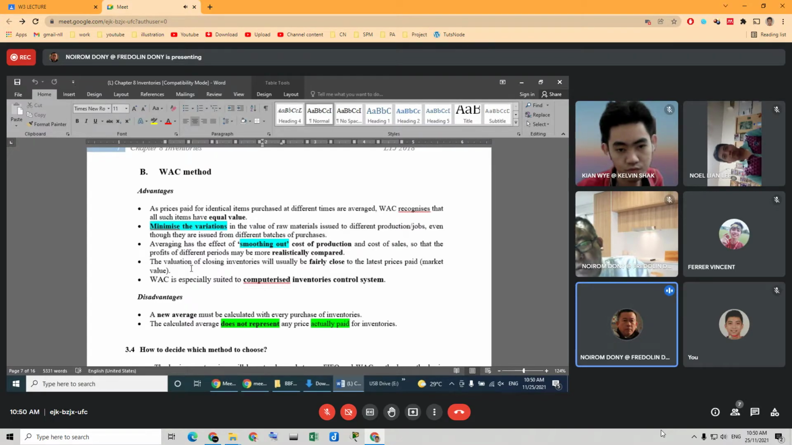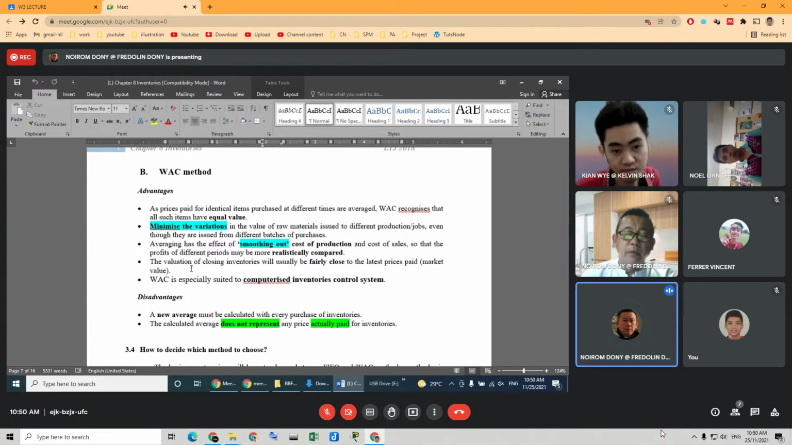And the last one is that weighted average cost is suitable in a computerized accounting system, computerized inventory control system, compatible. But first in, first out is not suitable for those companies using a computerized inventory control system.